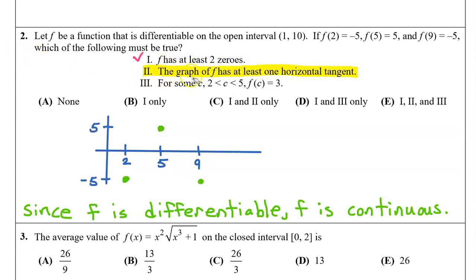Now let's examine statement number 2. The graph of f has at least one horizontal tangent line. For this, what matters is that f at 2 is equal to negative 5 and f at 9 is also equal to negative 5.